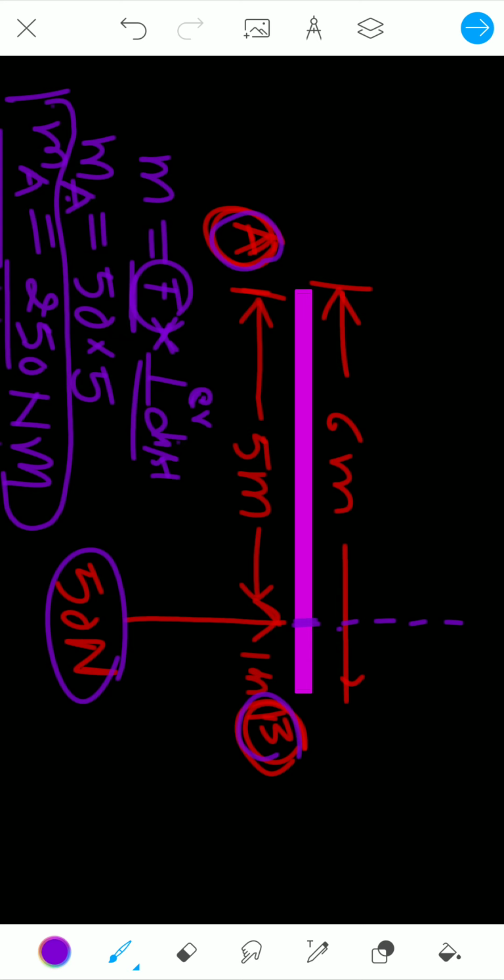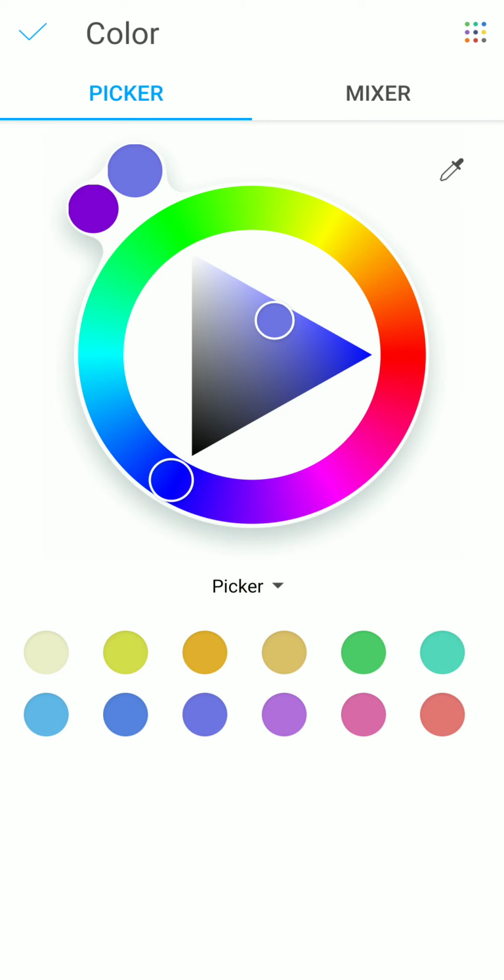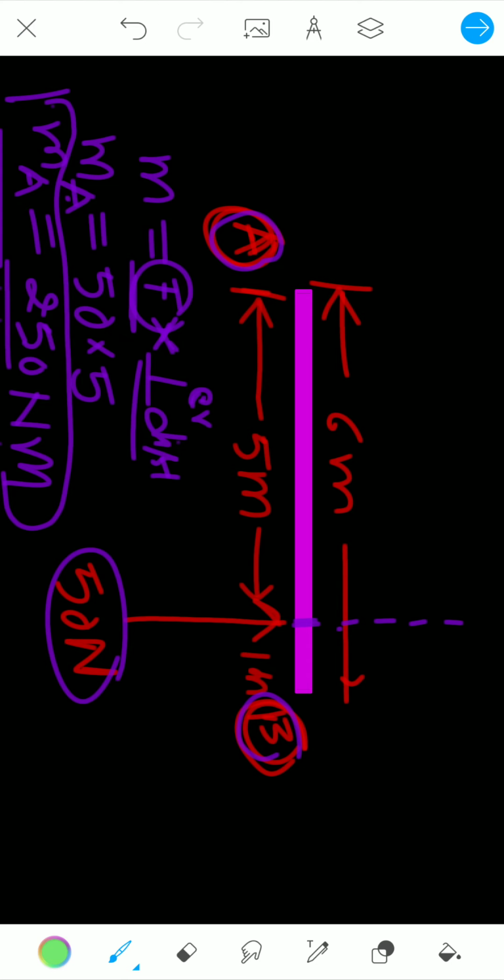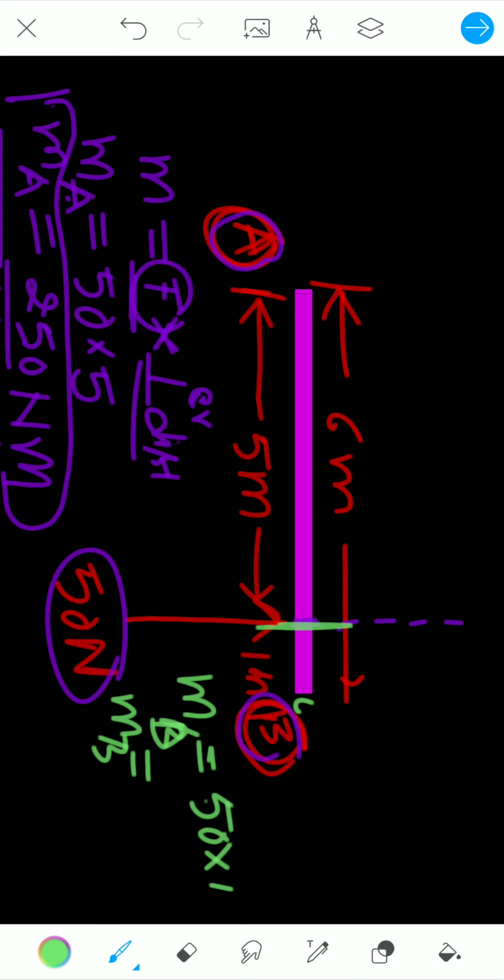So here we can write moment about point B. Let us choose another color, it can be better. So moment about point B equals, force here is common for both the cases, that is nothing but 50 multiplied with, and what is the distance between point B and line of action of force? That is 1 meter. So MB equals 50 into 1, it is nothing but 50.